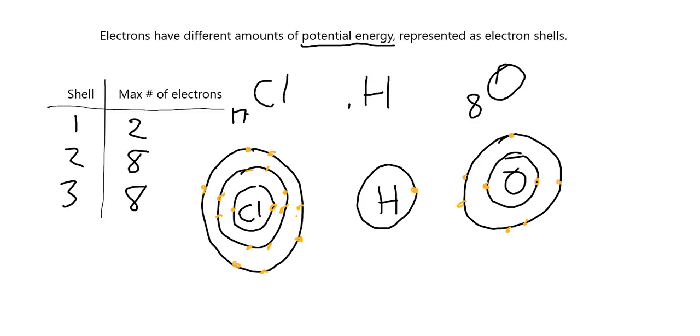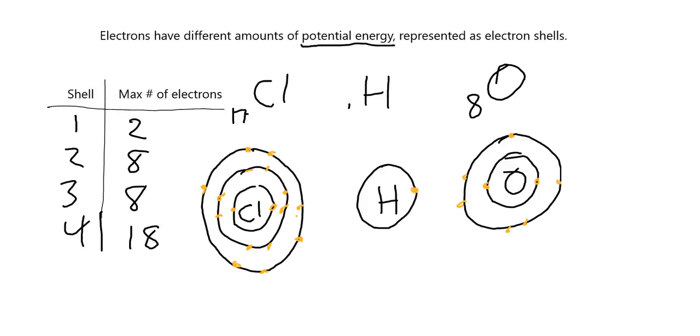Now, if we were to have a fourth shell, the fourth shell could hold up to 18. And we won't have any elements that we're talking about in this class that go beyond 4 shells. But ultimately, the ones on the outer shell have more potential energy than those on the inner shells. And you add shells as needed based on the number of electrons.